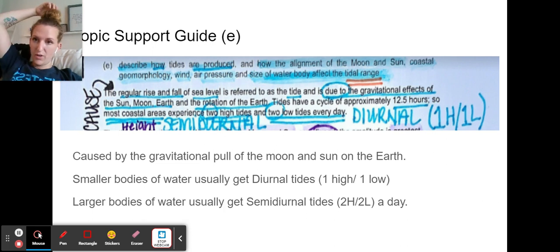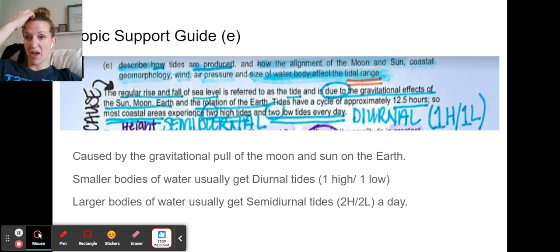Diurnal is just 1 high, 1 low, and typically those are going to be in smaller bodies of water. Really large lakes, Gulf of Mexico, Mediterranean Sea, just smaller bodies of water. It's hard to see the tidal effect in a lake because of the wind. It kind of cancels it out.